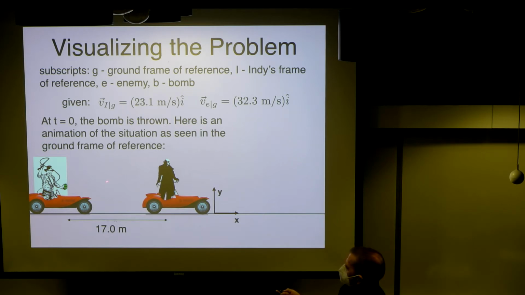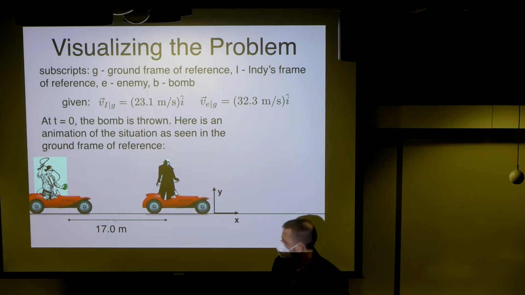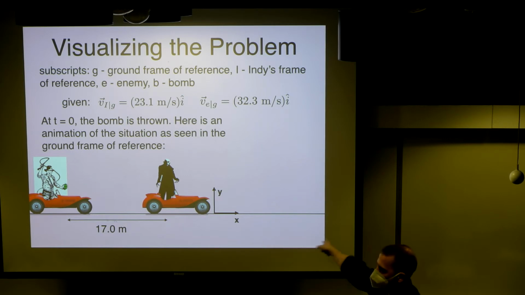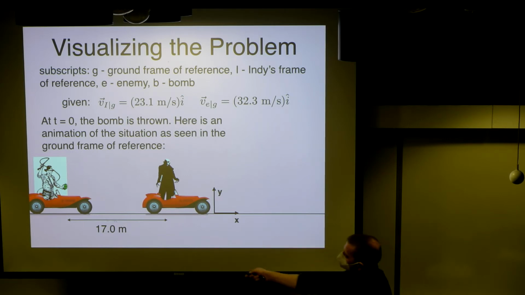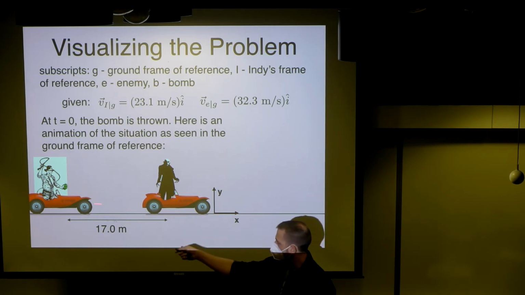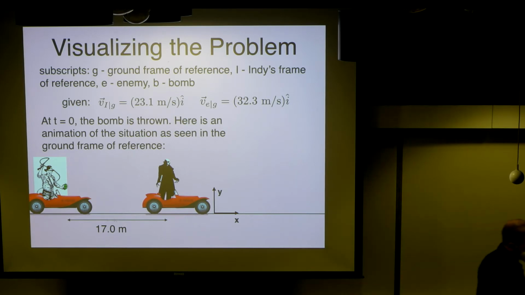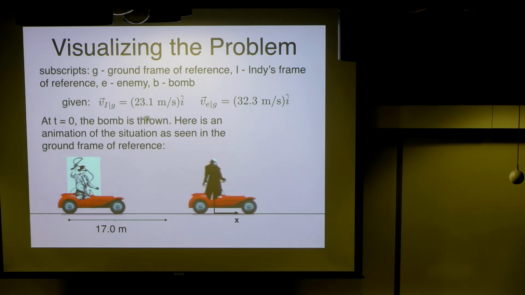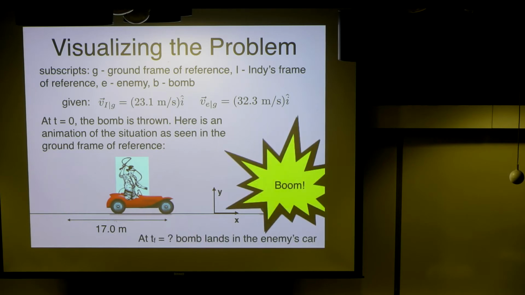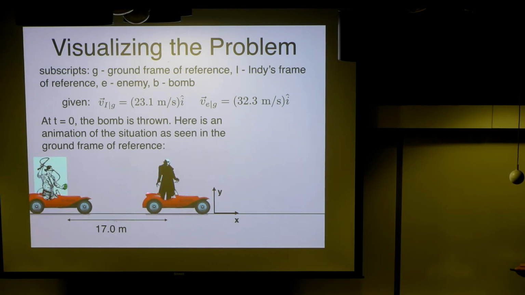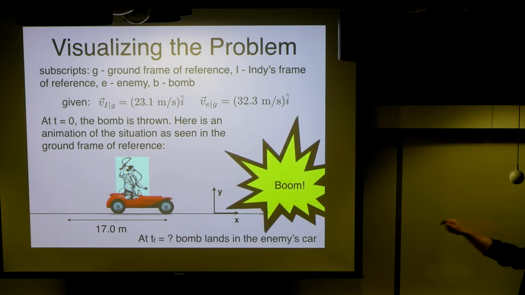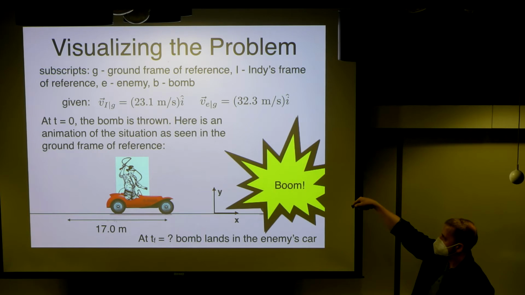All right, so let me show you an animation of what's going on as we see it in the ground frame of reference, okay? So I'm just standing on the side of the road and I'm watching this happen. I'm going to see Indy's car moving forward and the enemy's car moving forward, both at some constant speed, okay? That's what happens. So when the enemy is 17 meters ahead of Indy, that's when the bomb is thrown. And the point is we want it to land in the car, okay?